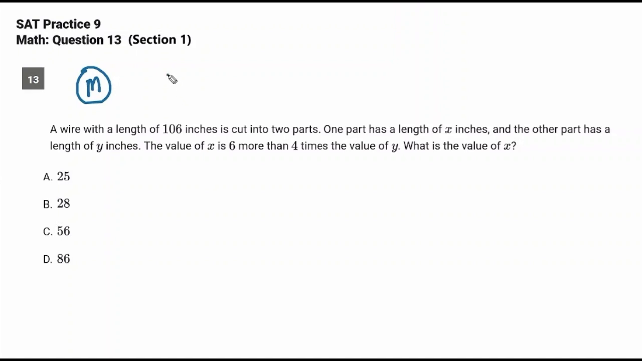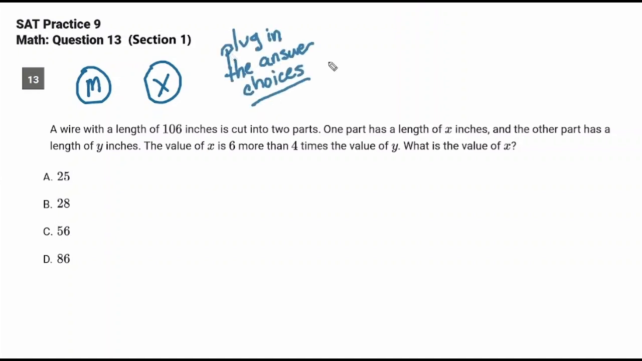So write down what you're looking for, x. This problem is a classic plug in the answer choices problem. How do you know? It's because there's a variable or an unknown in the problem. Here there's 2, x and y, and you have a strange urge to set up an algebra equation. When that happens to you, the odds are very good that you can plug in the answer choices.